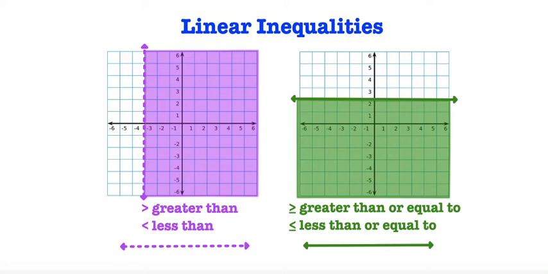So, as you know, linear inequalities are like linear equations, with the exception of not having an equal sign. So instead of y equals, we're going to have y is greater than, y is less than, y is greater than or equal to, and y is less than or equal to.